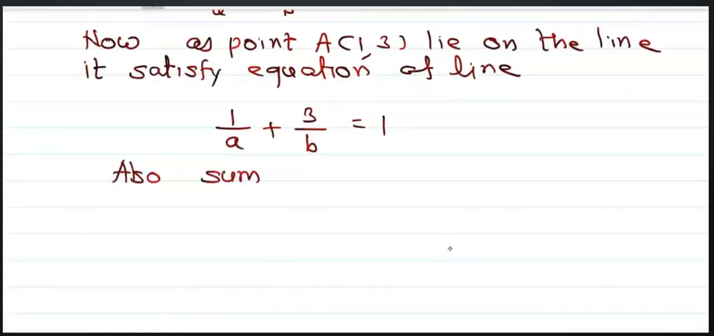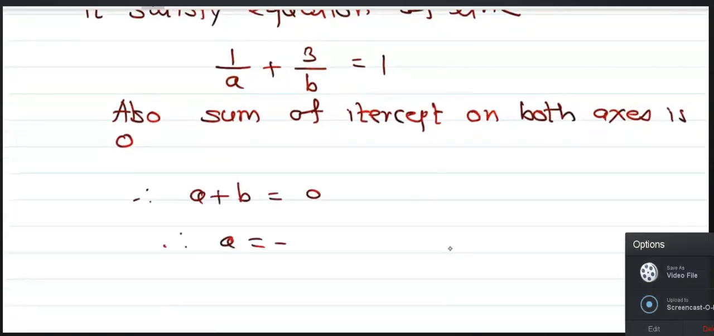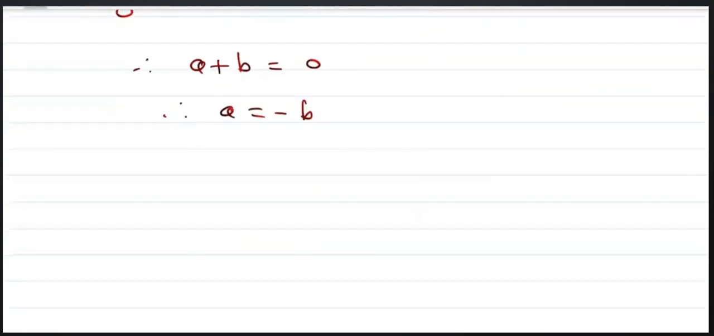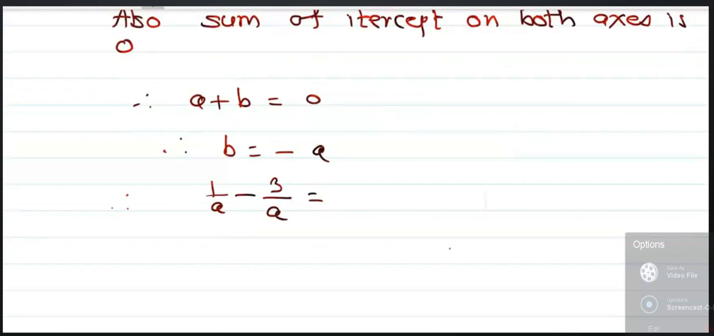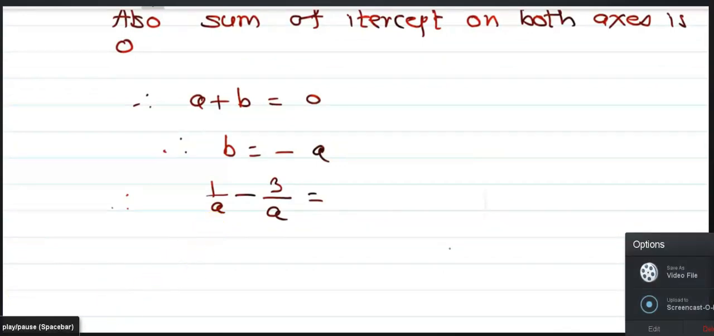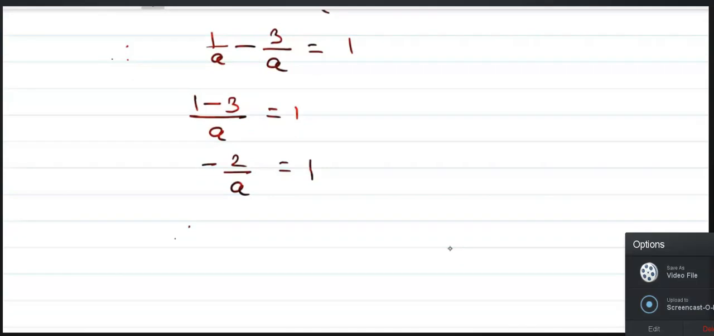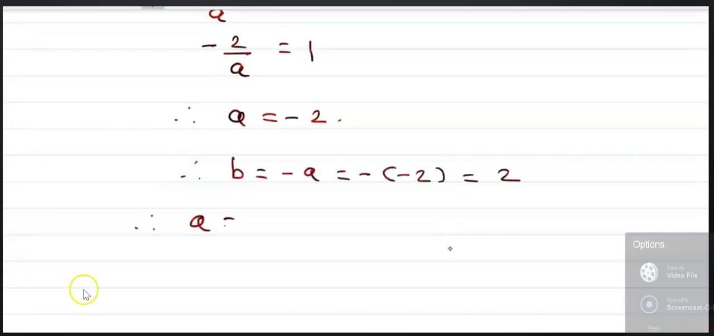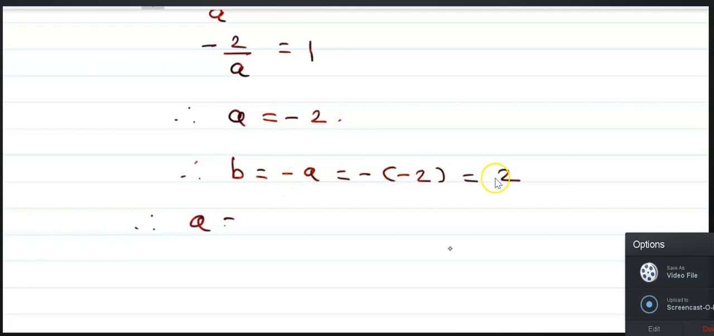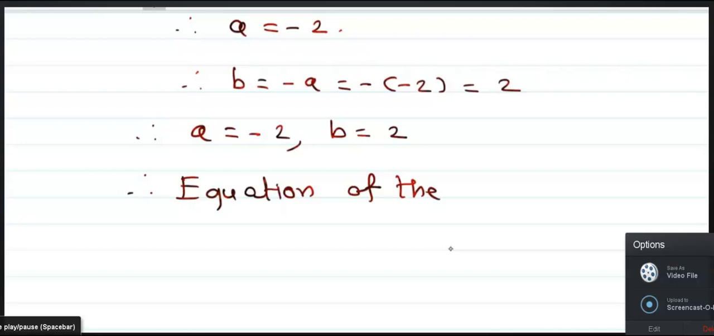Also, the sum of intercepts on both axes is 0. That is a plus b is equal to 0. Therefore, in this case, you will have a is equal to minus b, or b is equal to minus a. Now substitute this value in the above equation, then you will get 1 upon a minus 3 upon a is equal to 1. After simplifying, you will get minus 2 upon a is equal to 1. Therefore, a is equal to minus 2 and b is equal to minus a, that is minus in bracket minus 2. Therefore, b is equal to 2. So a is equal to minus 2 and b is equal to 2.